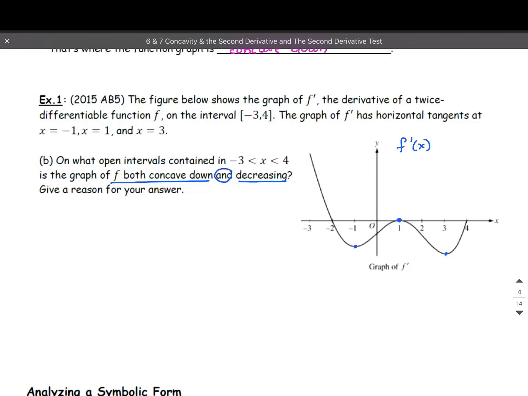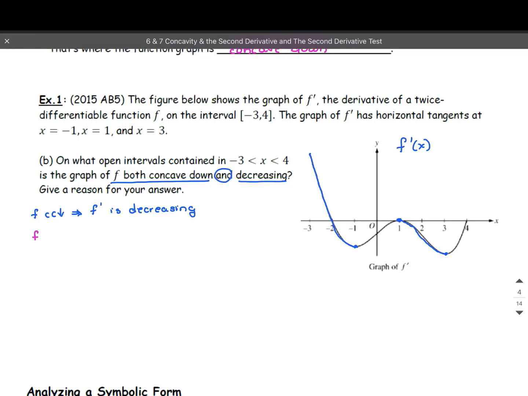Well, let's break this up. If f is concave down, right, that's when the second derivative is negative, but that means that f prime is decreasing. So we want to know where this derivative is decreasing. Well, it's decreasing all through here, and it's decreasing all through here.